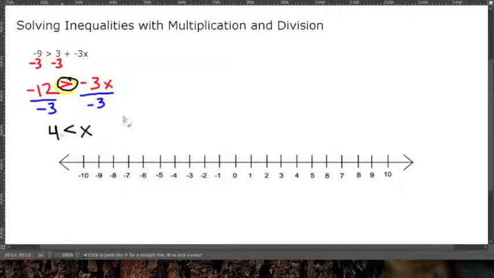Some people prefer to read inequalities when x is on the left side. If you're one of those people, you just have to switch the sides, and when you switch the sides, you switch the inequality. So now we're going to have that x is greater than 4.